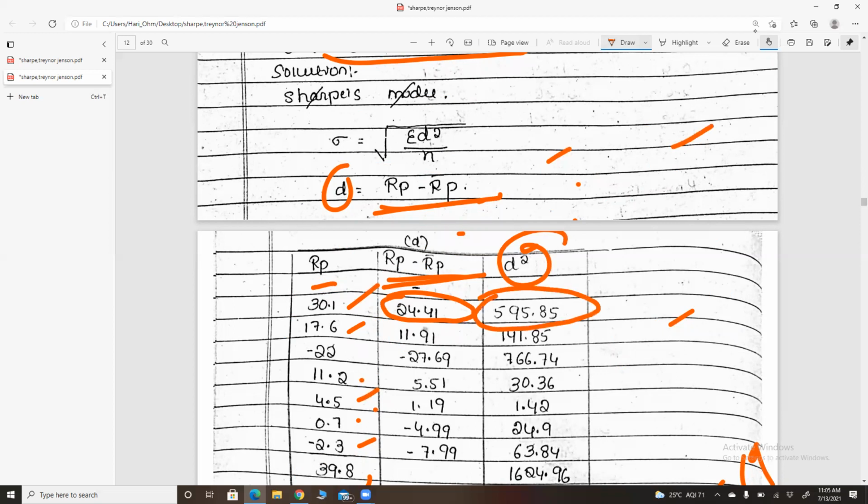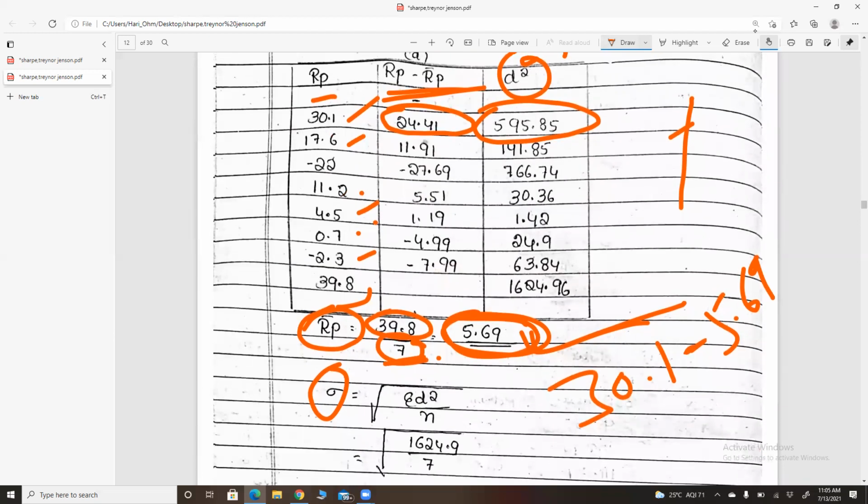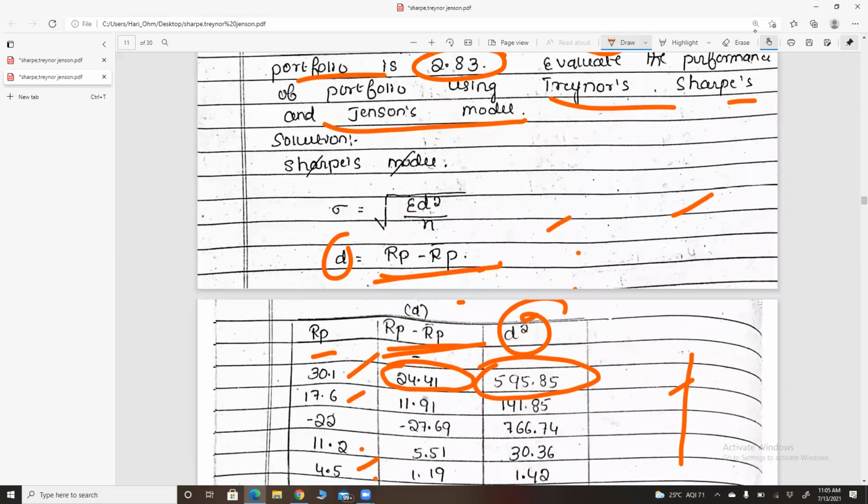So answer is 595.85. Like that you calculate for all. So total you get, that is summation of D square. Hope you're clear. 1624.96. That is nothing but summation D square.